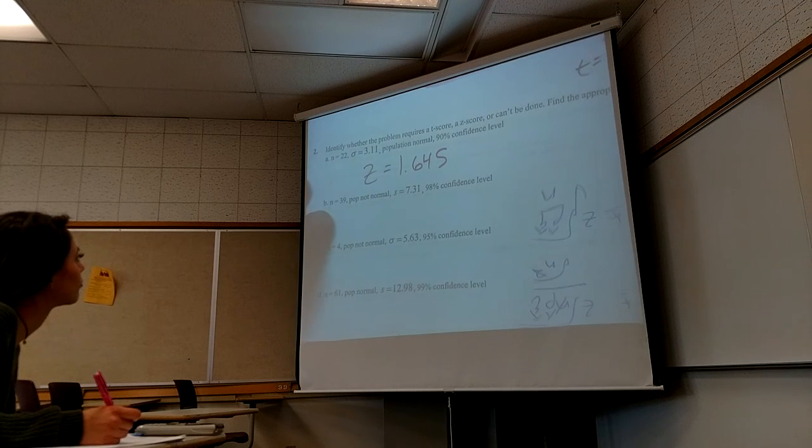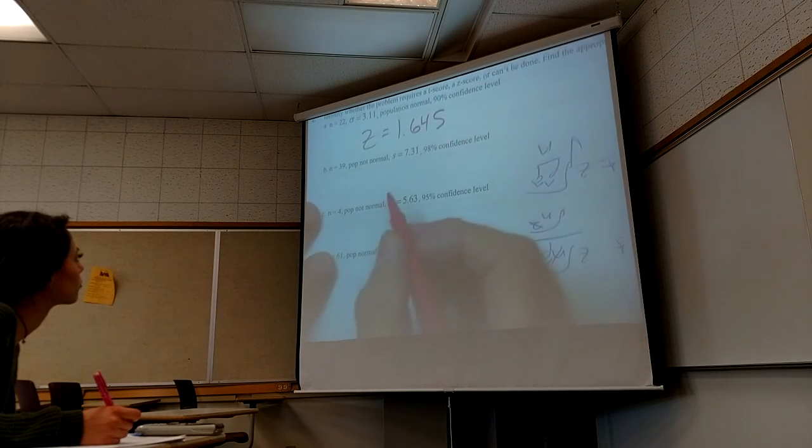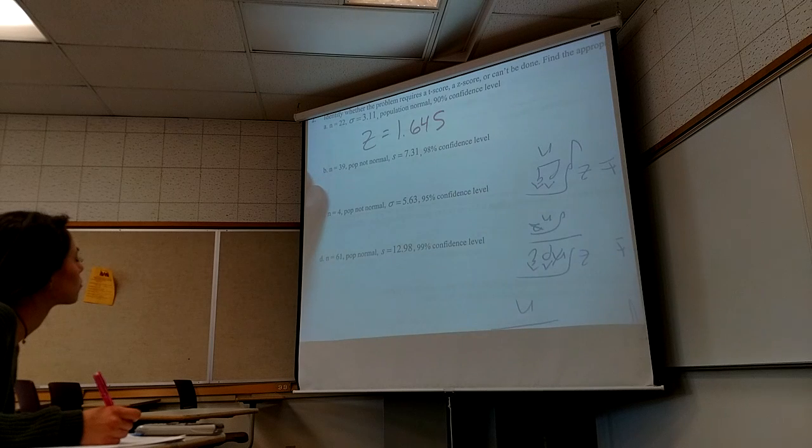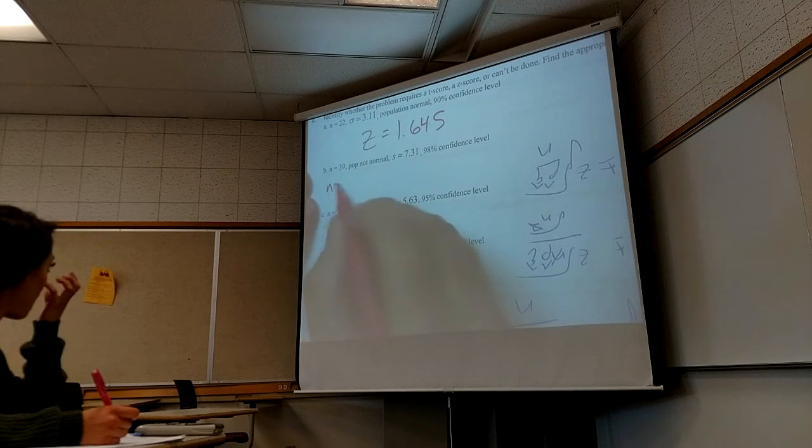Okay, something to worry about later. Right? Don't worry about it now. All right, part B. Can I do anything? Yes, I can. The population is not normal, but n is bigger than 30. I can do something.